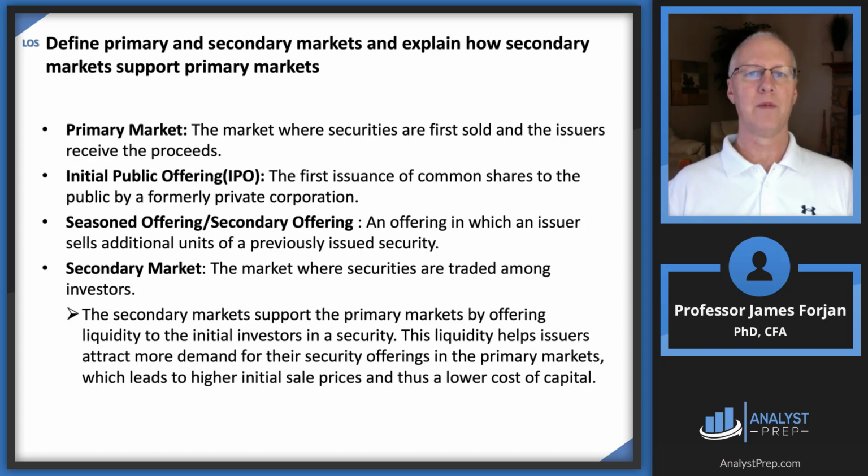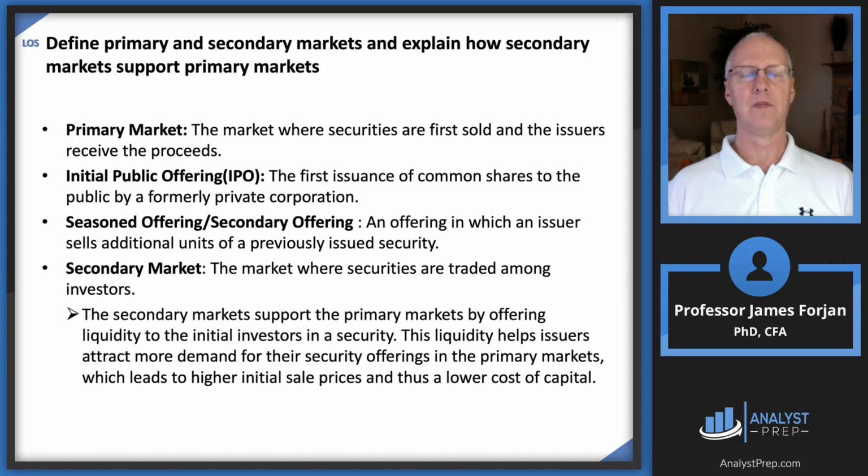All right, let's define primary and secondary markets and explain how secondary markets support primary markets. I love this LOS, especially the second part. All right, so we said this earlier. What's the primary market? This is the market in which securities are originally created and first sold, and then the issuers receive the proceeds. And this occurs with an initial public offering, and it occurs with a seasoned offering when a corporation issues additional shares of stock that the board had authorized, but had not yet been issued.